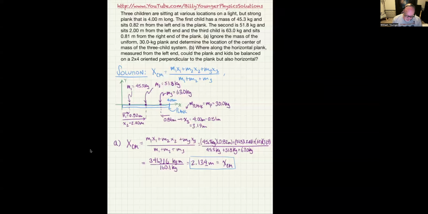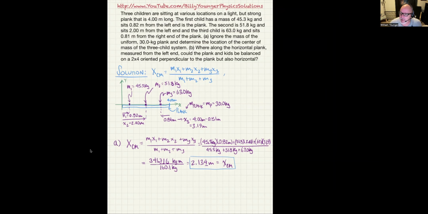Now in part B, they want us to find where along the horizontal plank, measured from the left end, the plank and kids could be balanced on the pivot, oriented perpendicular to the plank, but also horizontal. So in this case, that's sort of a way of hiding what you're asking for.